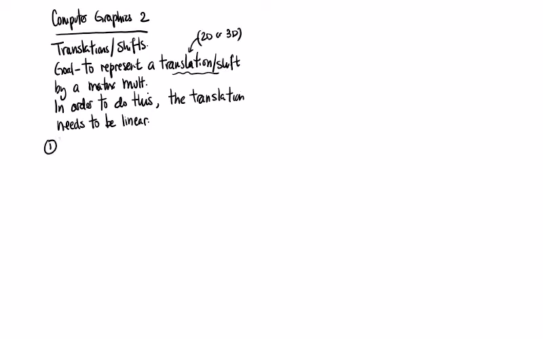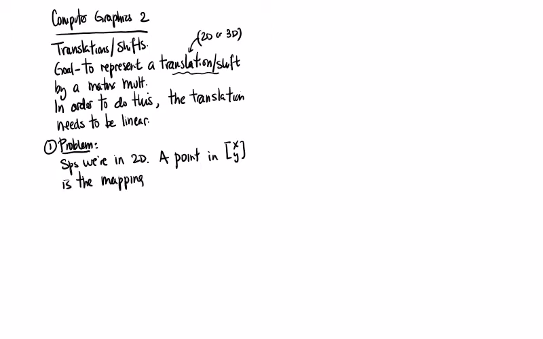So first thing we encounter is a problem. Look at the two-dimensional case, for example. Suppose we're in 2D. A point in 2 dimensions can be represented by a vector. So is the mapping f of (x, y), so translation would have to shift it, for example, by plus a and plus b. Is this mapping linear?